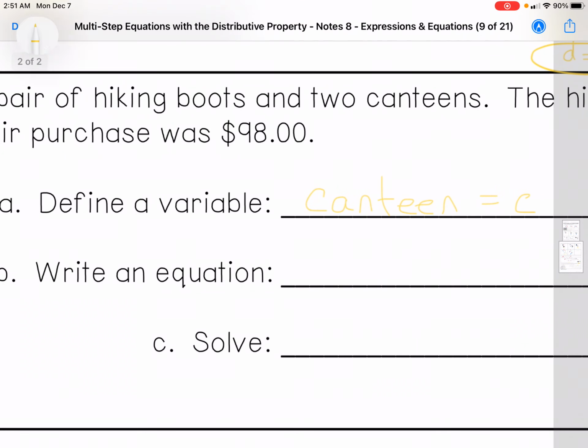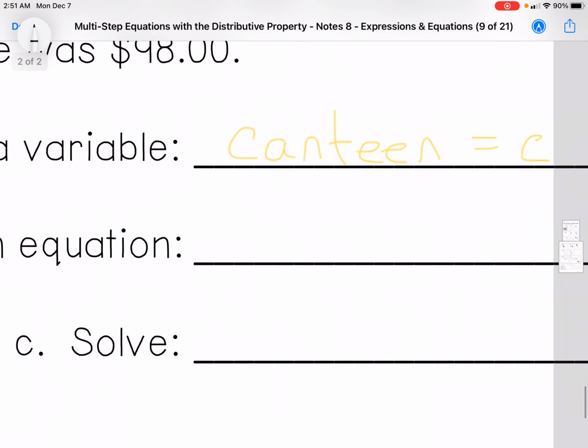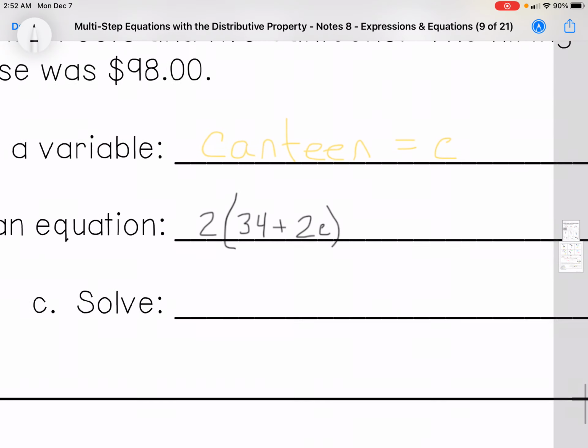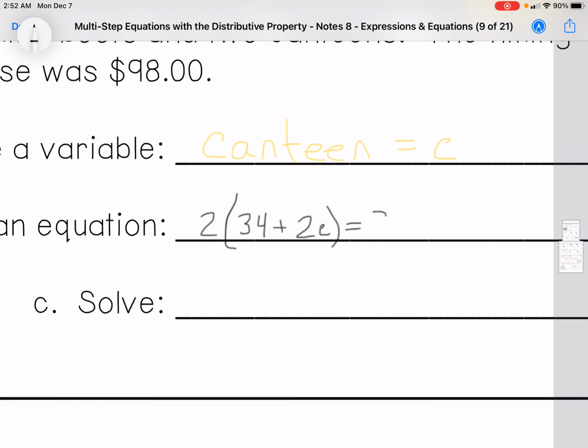So let's change it to a different color. Okay? Two brothers. All right? Both. Okay? So if they both got it, then you have to multiply 2 times whatever they got. So they both got it, and they both cost, boots were $34. Plus, we know they got 2 canteens, but we don't know the price. So we put the C. We know the total cost was $98.